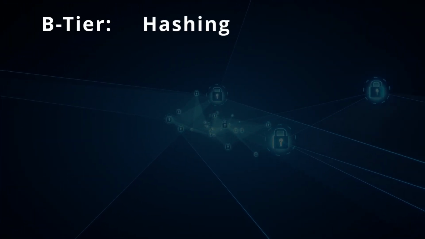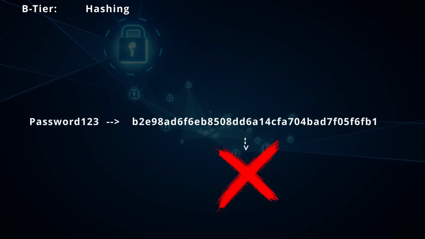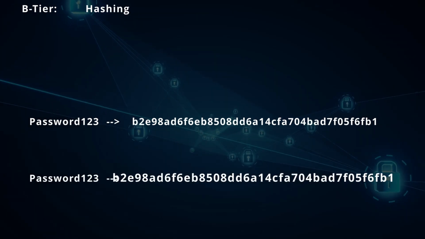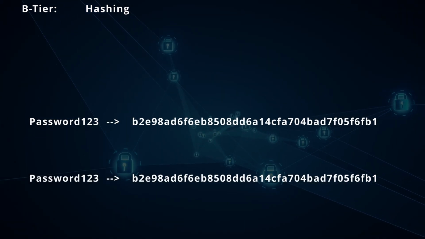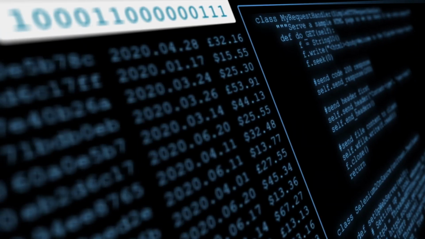B-tier, hashing. Hashing converts passwords into unique one-way gibberish that can't be reversed. So when someone logs in, their password is hashed again, and the new hash is compared to the one that's stored in your database. If they match, then the password is correct. Sounds solid, right? Except for rainbow tables.